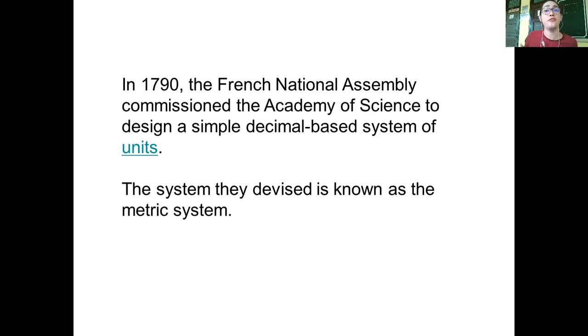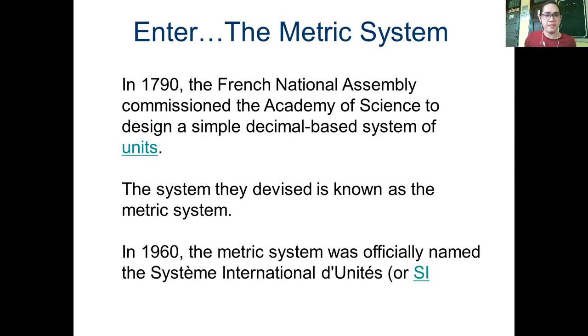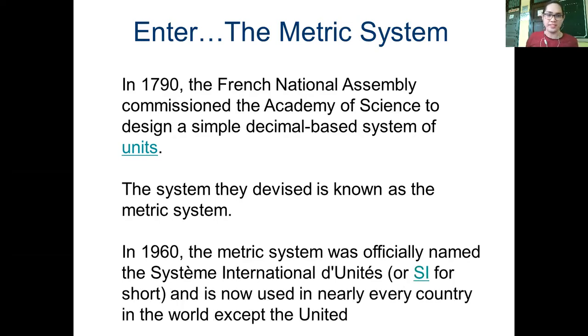So it was the French people who introduced the metric system in the world. So you can see in 1790, the French National Assembly designed a simple decimal-based system of units. They called it the metric system. So in 1960, the metric system was officially named the Système International d'Unités, or SI for short, and is now used in nearly every country in the world except the United States.